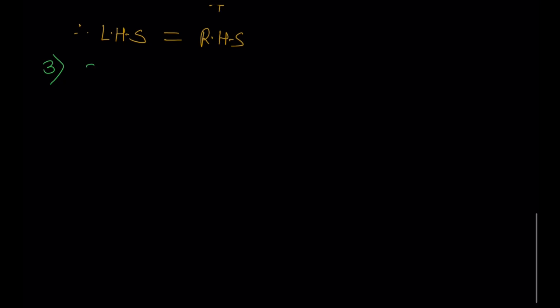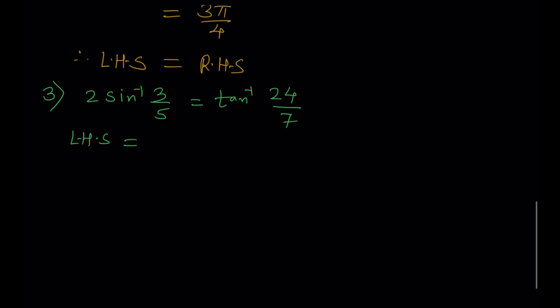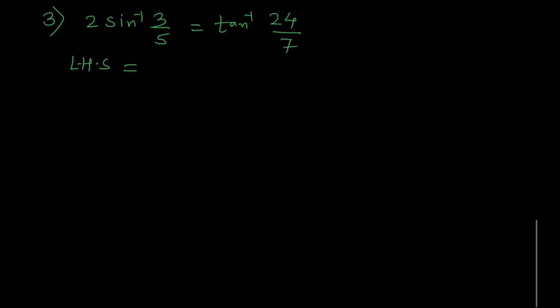Prove that 2 times sine inverse of 3 by 5 is equal to tan inverse of 24 upon 7. Suppose we start with the left hand side. We have 2 sine inverse 3 by 5, so we can write this as sine inverse 3 by 5 plus sine inverse 3 by 5. We want tan inverse of 24 by 7. So is it possible to write both these terms in terms of tan inverse?